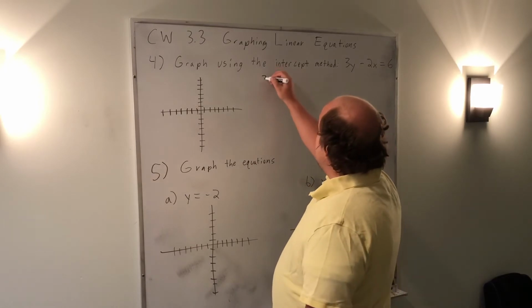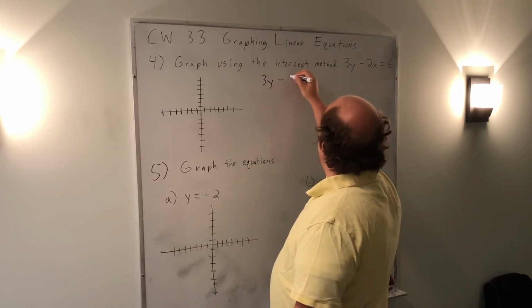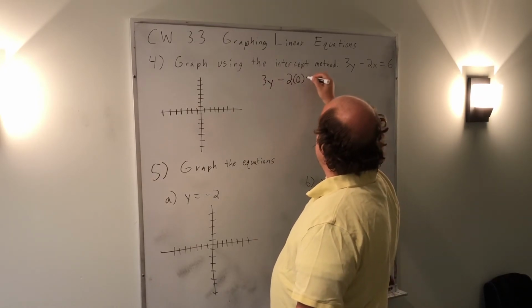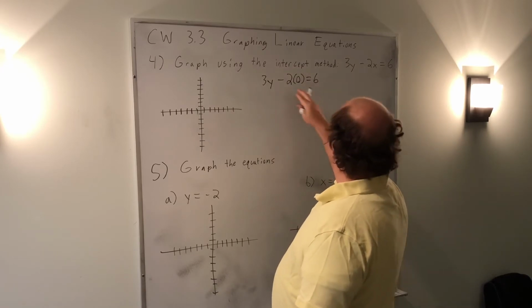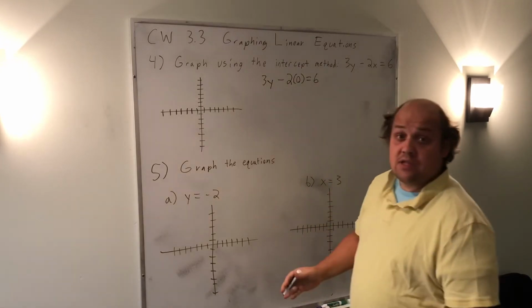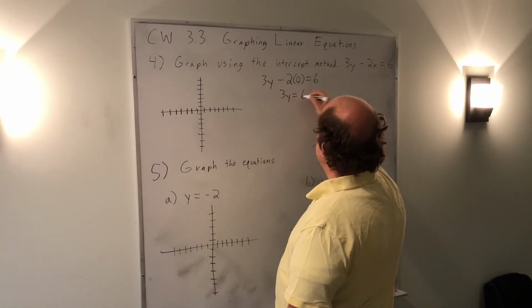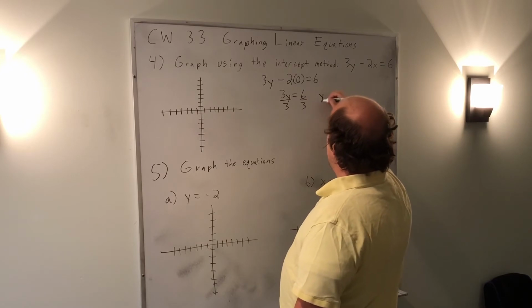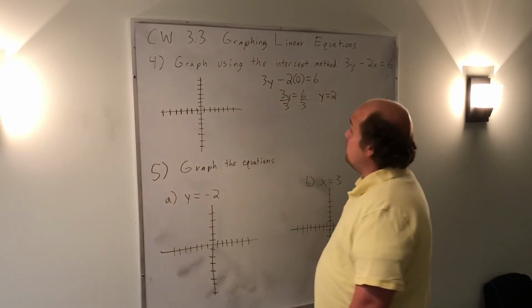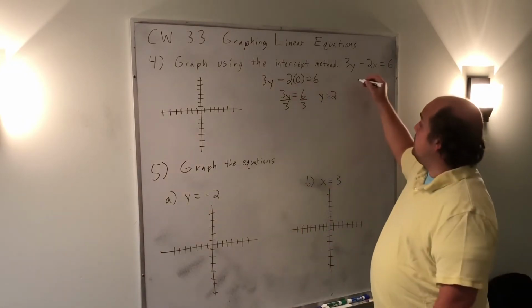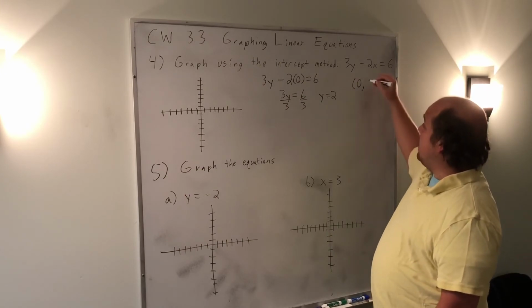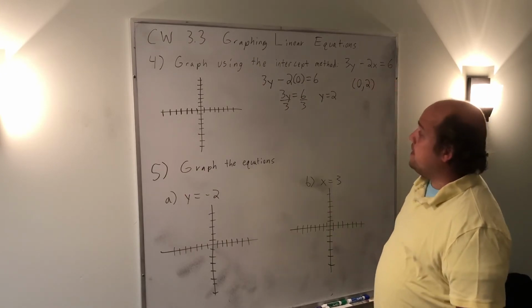When we plug in 0 for x, we get 3y minus 2 times 0 equals 6. 2 times 0 is just 0, so this term disappears, and we're left with 3y equals 6. We can then divide 3 on both sides and get an answer of y equals 2. That tells me when I put 0 in for x, I get back 2 for y.